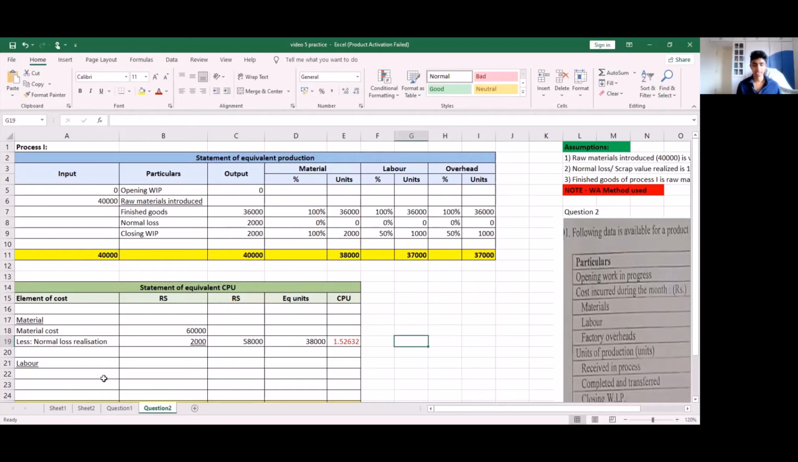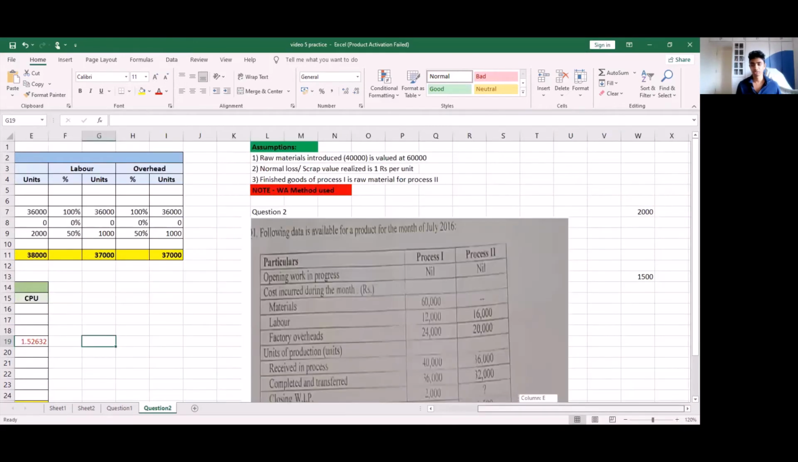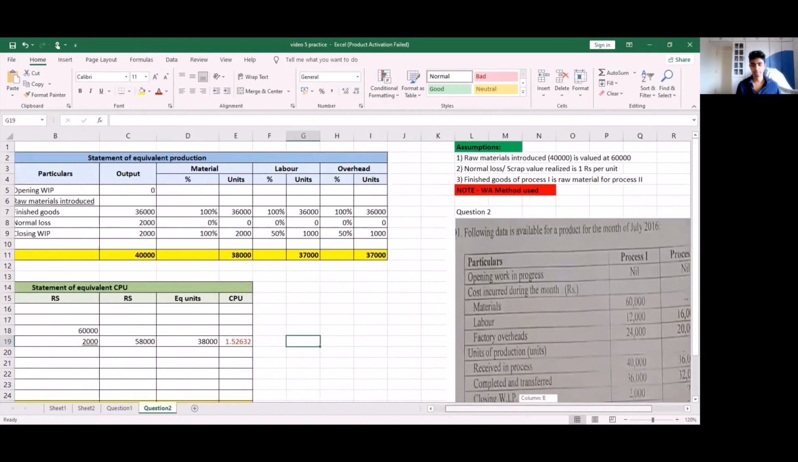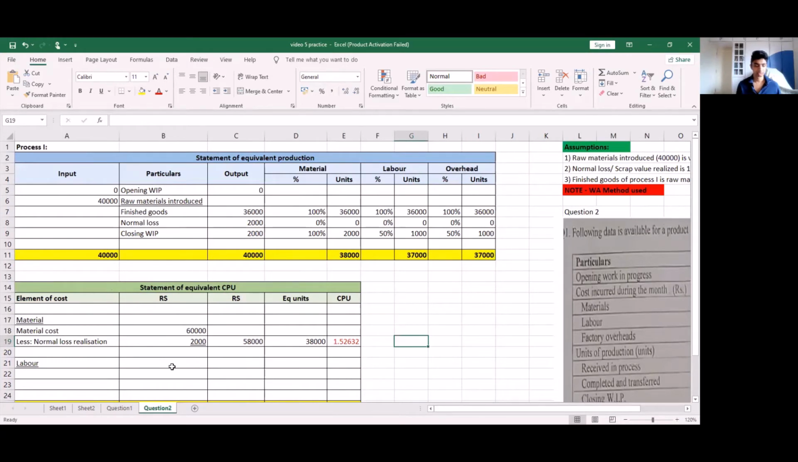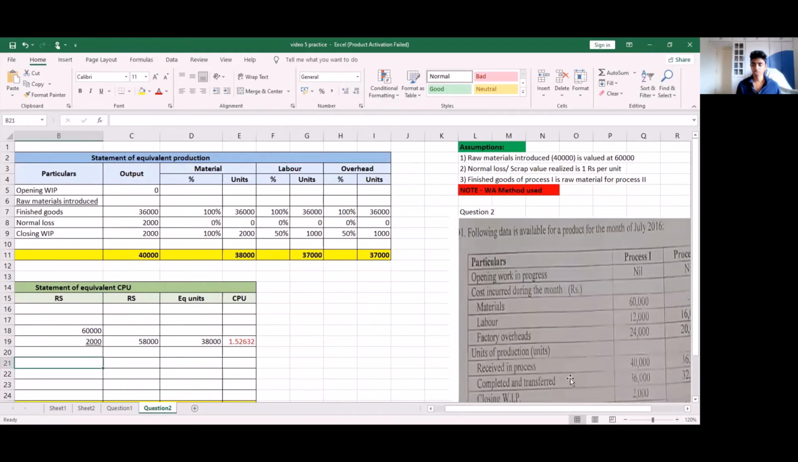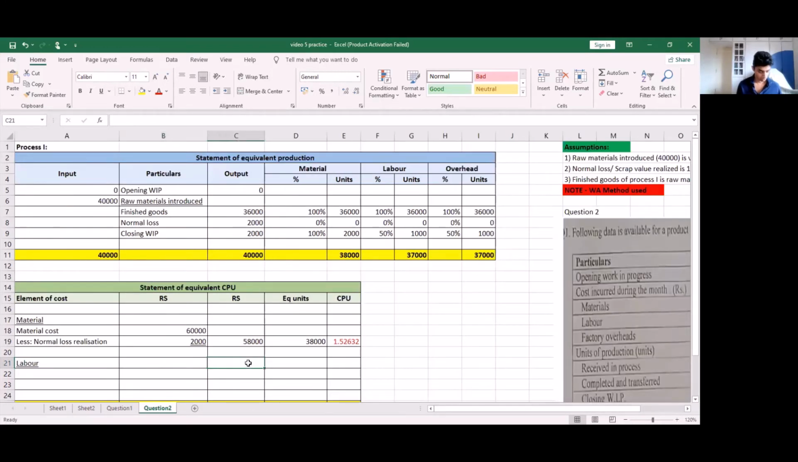Next, we have labor. As I said, we have no opening labor costs from our opening work in progress because the question has given us that opening work in progress is nil. So in this case, we will simply write labor cost as 12,000. The labor cost is 12,000 and we will divide this by our equivalent production units for labor, which is 37,000.